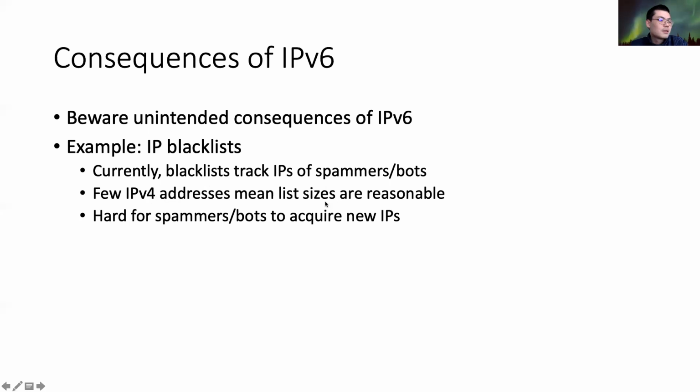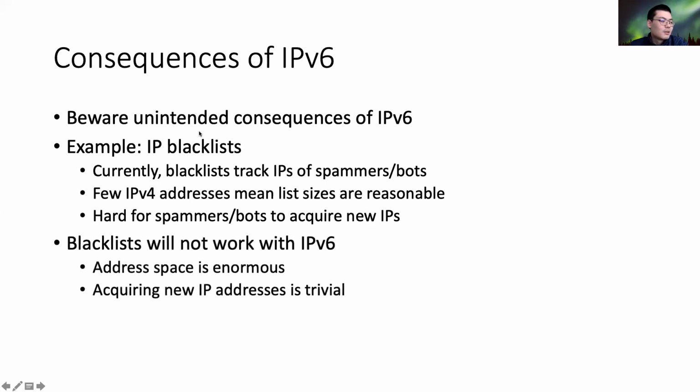IPv4 address space is a reasonable size, right? But with IPv6, as an attacker or a bot, you can randomly sample an IP address and then do the attack. And if you are blocked, you are blacklisted, you change to another one, because you can have so many. So this is no longer practical. Blacklists are not working with IPv6.